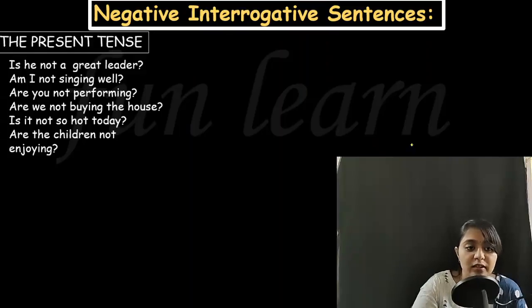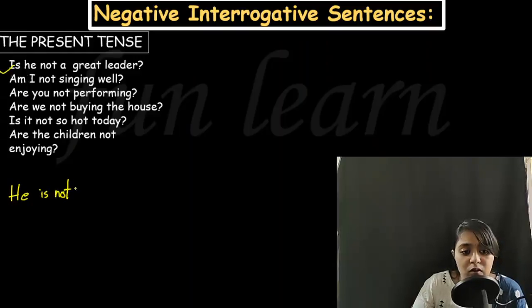So here you can see negative interrogative, we just took the is part again and left the not part in the sentence itself. If this was a positive sentence, the first one, let me take this. We can write he is not a great leader. He is not a great leader.